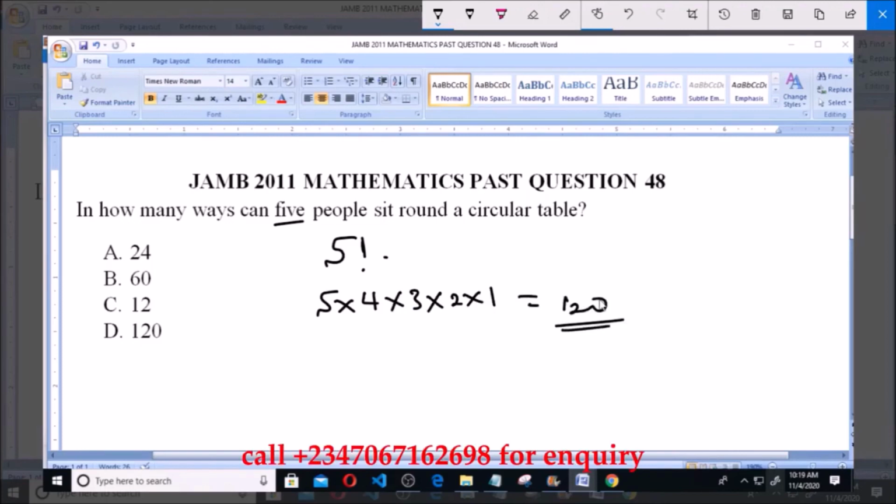120. So that means that 5 people can sit 120 ways around the circular table, because that is the number of ways by which these 5 people can be arranged. So the answer to this question is option D, 120.